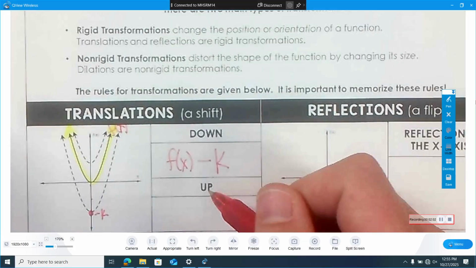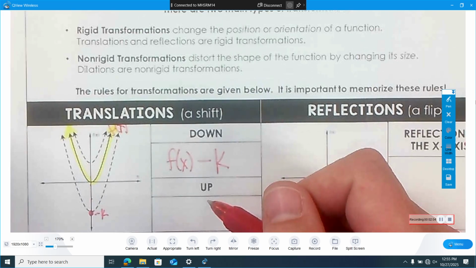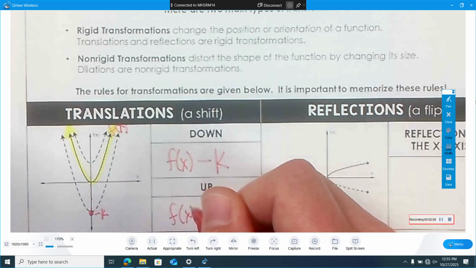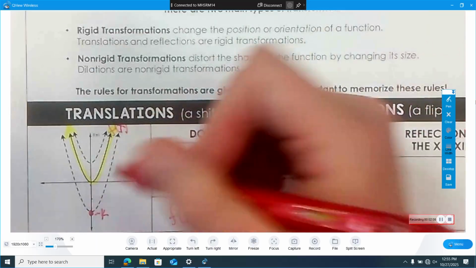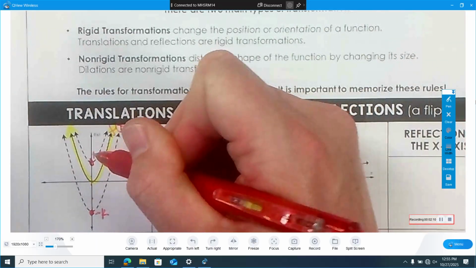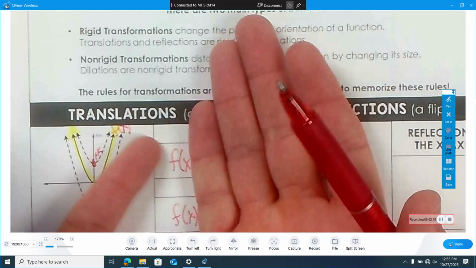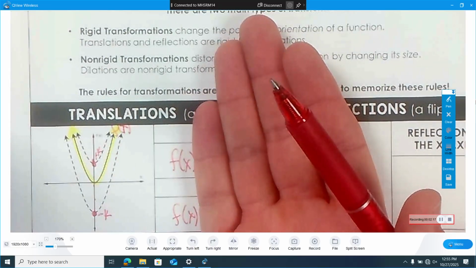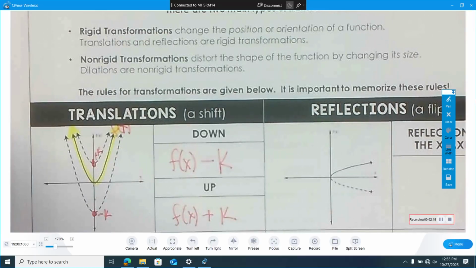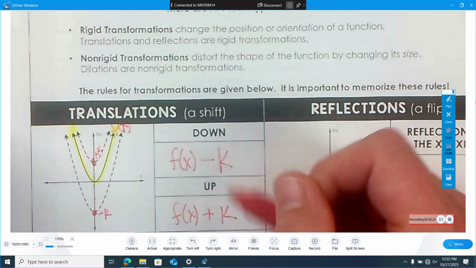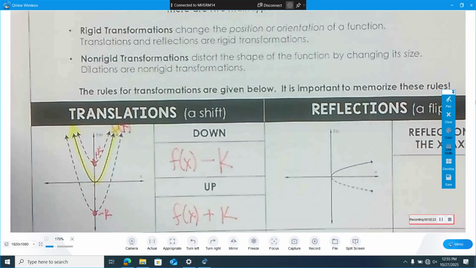And what should I write to shift it up? F of x plus k. Very good. So the plus k is going to shift it up k units. That k is outside the function itself, and anytime a number is outside, it's going to affect y values. Okay?